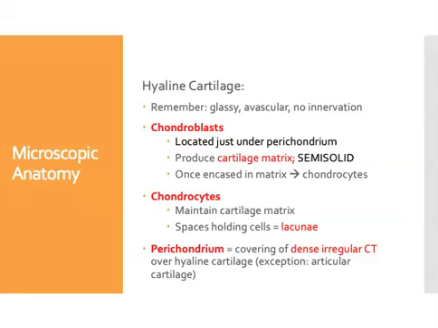Now, the perichondrium is the region around any area of hyaline cartilage. Now, this is not the same as periosteum. This is a different material. This is dense, irregular connective tissue, and it lies over areas of hyaline cartilage, except for the articular cartilage areas.